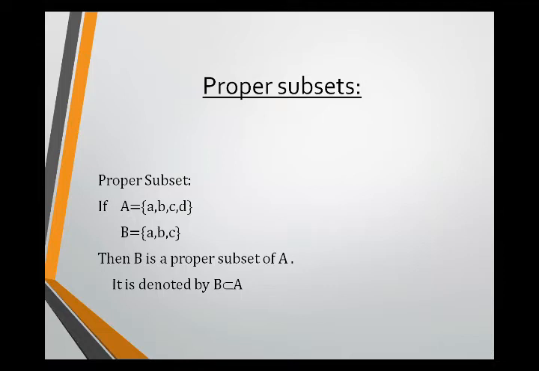As you see in this example of a proper subset, if A contains a, b, c and d, and we have another set B having the elements a, b and c, then B is a proper subset of A, and it is denoted by this symbol. B is a proper subset of A. A proper subset, or simple subset, is denoted by this symbol.